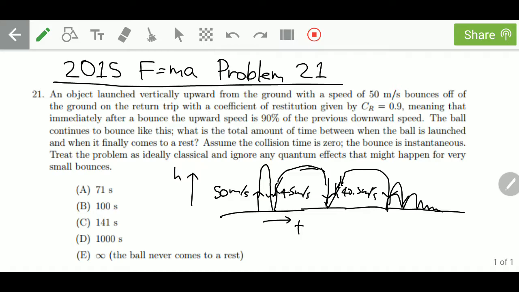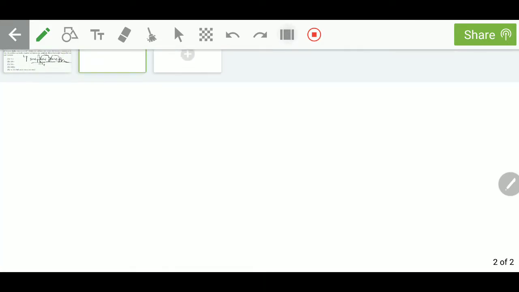So we can tell that since the velocity at the launch is multiplied by 0.9 each time, there are actually going to be an infinite number of bounces, and so it's actually going to be an infinite series. But you can also tell that it's most likely going to be an infinite geometric series since the velocity is multiplied by a constant factor each time. So the first question is, how long for a single bounce?